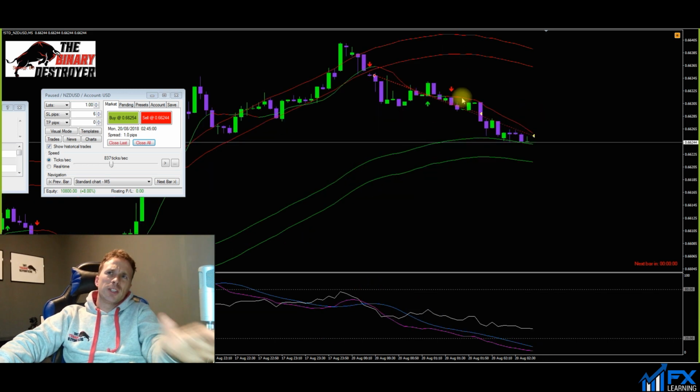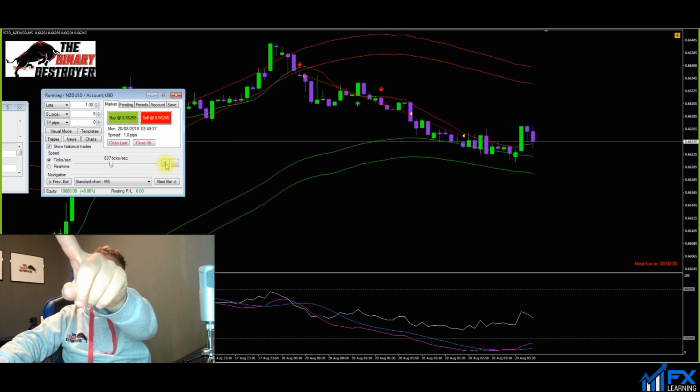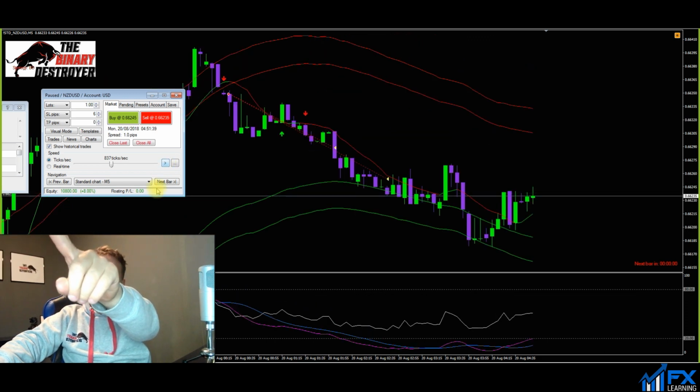What I'd normally do is just use the trailing stop loss. And we actually went overbought as well. Here we go. I'm going to pause it just here.